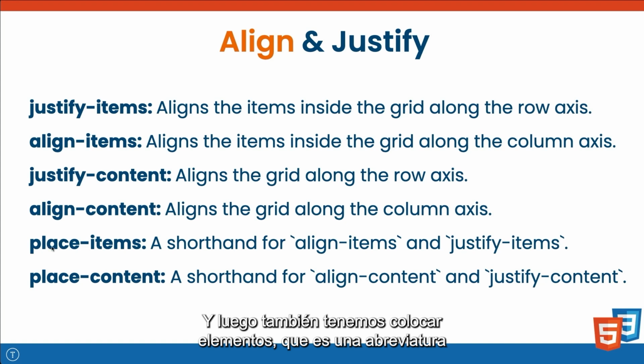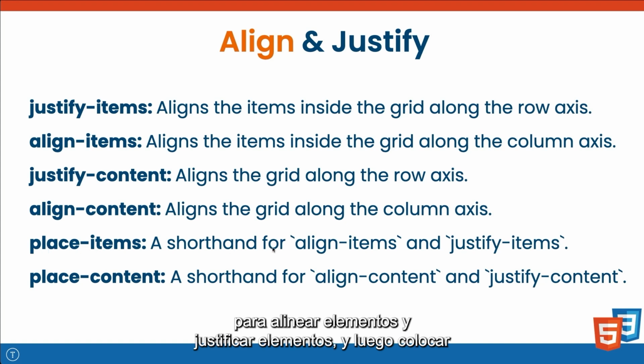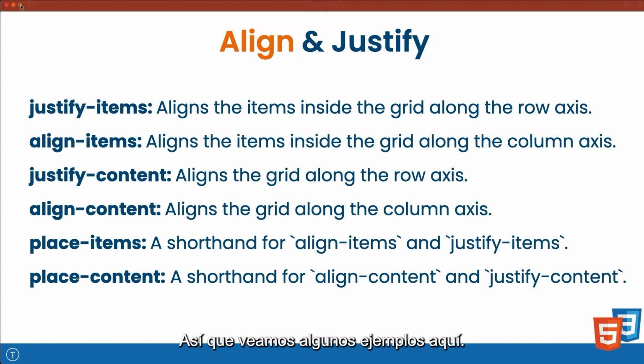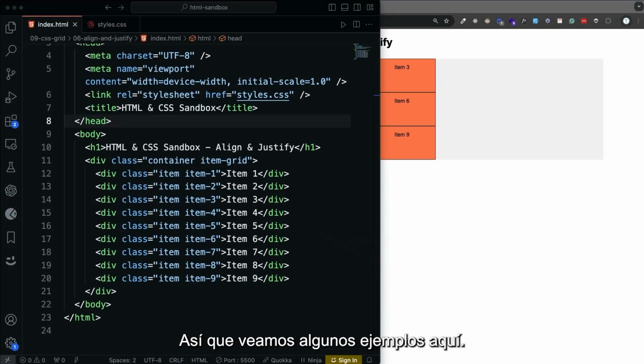And then we also have place items, which is a shorthand for align items and justify items. And then place content, which is a shorthand for align content and justify content. So let's look at some examples here.